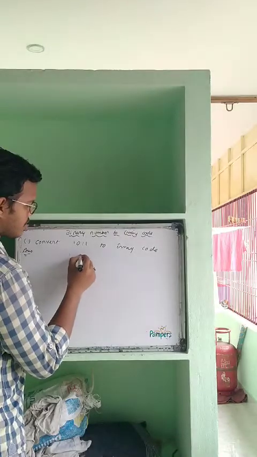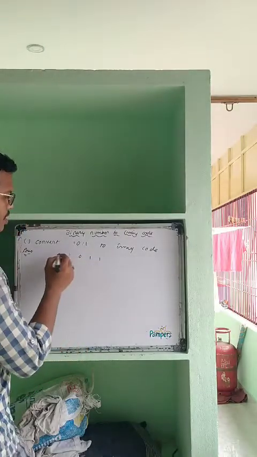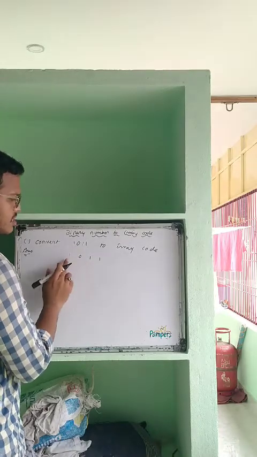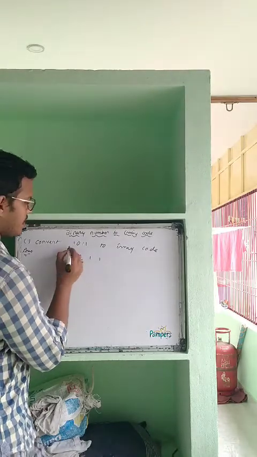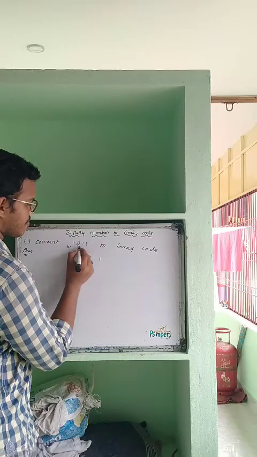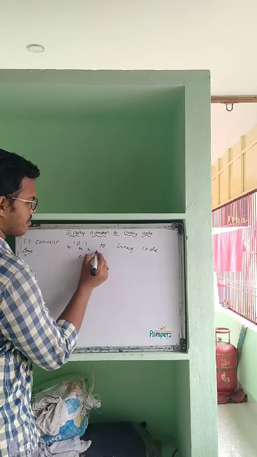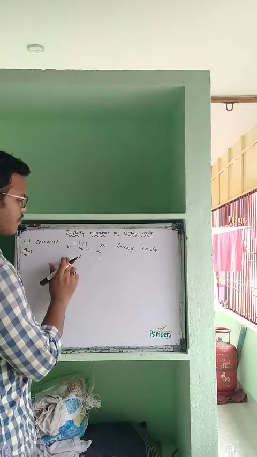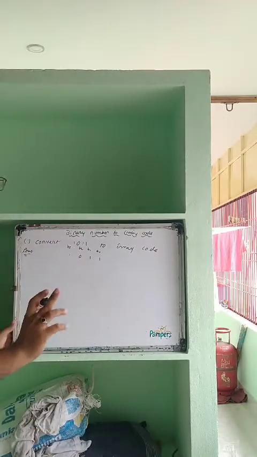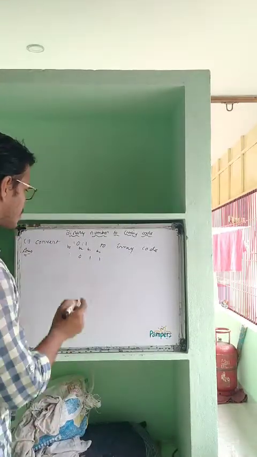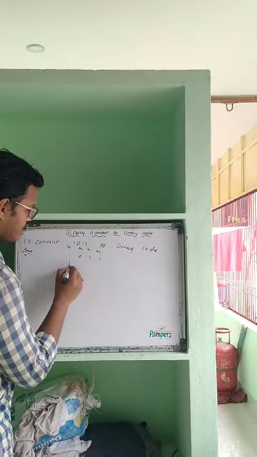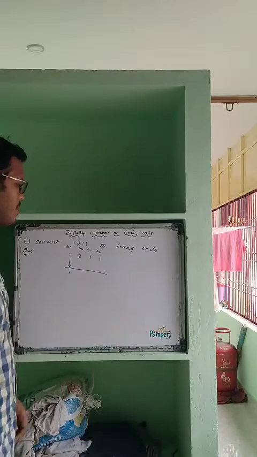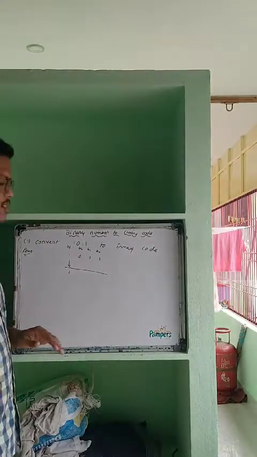So 1011. Name the first bit as MSB and the last as LSB. Name these as B3, B2, B1, B0. So the first point is to record the MSB as it is.